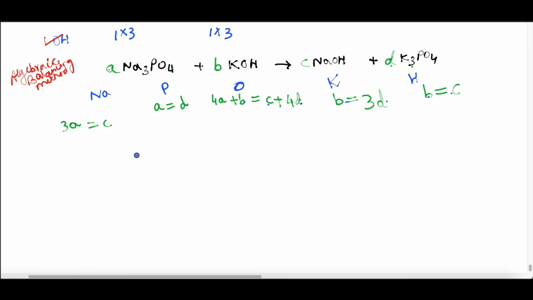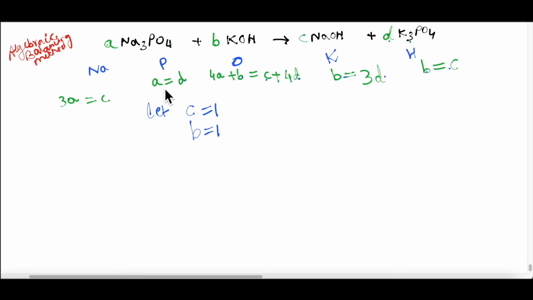So what we will do now? No worries. We will assume any of the alphabets to be 1. Let C is equal to 1. Then from here B will automatically become 1. So now we have got the value of C and B. Now to get the value of A, what we will do? We will put the value of C here. So 3A is equal to 1. Therefore A is equal to 1 by 3.